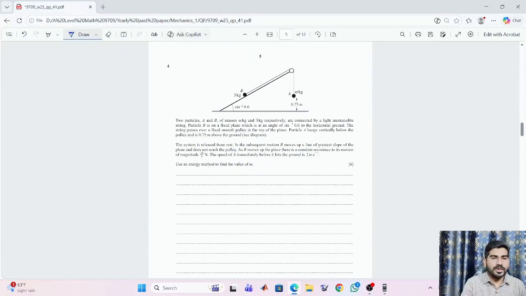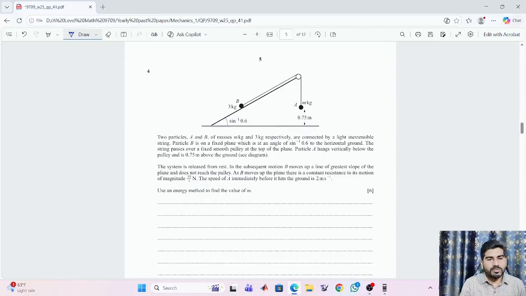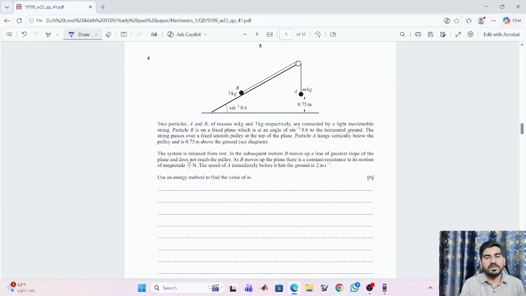Okay, question number 4 is: two particles A and B of masses m kilogram and 3 kilogram respectively are connected with a light inextensible string. Particle B is on a fixed plane. Okay, this is the fixed plane given here, which is at the angle of sine inverse 0.6, which is mentioned in the figure as well.